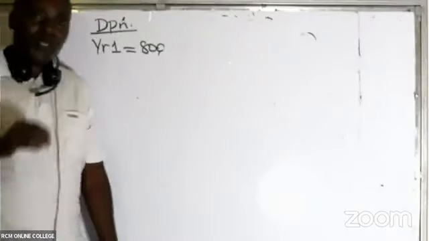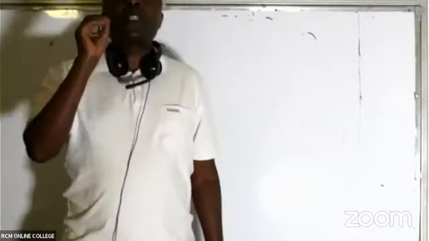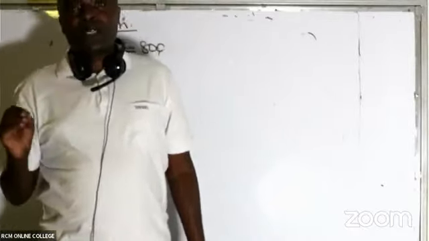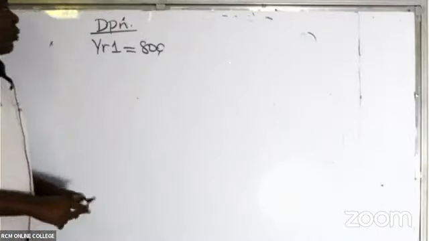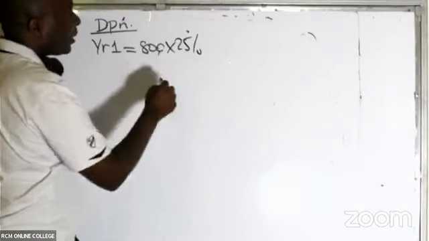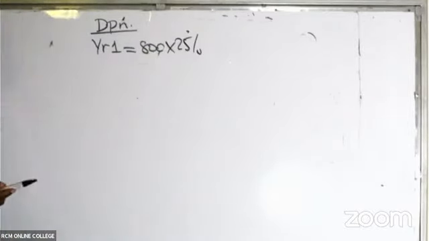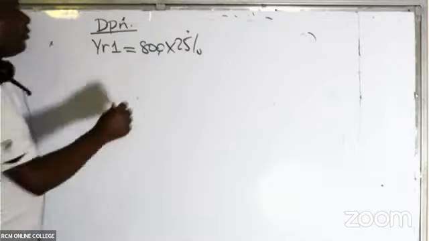Whenever the examiner is silent about the model we shall use for depreciation, we shall always use the straight line method. But whenever they tell us to use reducing balance, no problem. So here in year one, depreciation will be 800 times 25%. We're losing 25% per annum. So that gives me what figure? 200. Thank you very much.